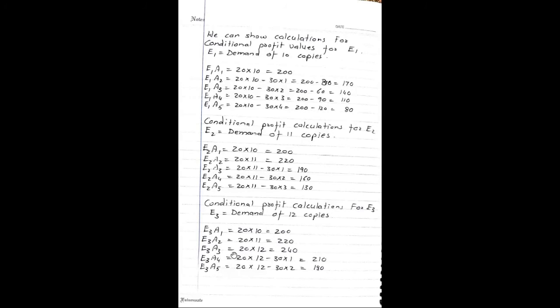E3 A3. Demand of 12 and stock of 12. So 20 into 12, answer becomes 240. E3 A4. Demand of 12 but stock of 13. So one copy will remain unsold. So 20 into 12 minus 30 into 1, that becomes 210. E3 A5. Demand of 12 but stock of 14. So 20 into 12 minus 30 into 2, that becomes 180.